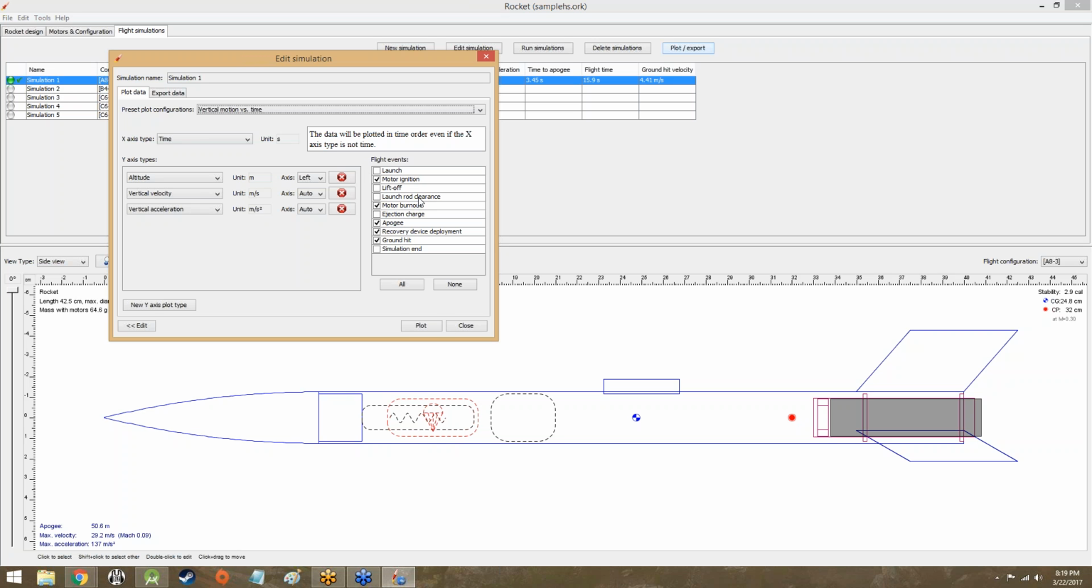Launch rod clearance is different from liftoff because the launch rod has a height to it, so the rocket will travel upwards for a while with the launch lug moving along the launch rod until it clears it. Motor burnout, when the motor runs out of fuel. Ejection charge, when the ejection charge deploys. Apogee, when it reaches its highest point. Recovery device deployment, when the parachute deploys. Ground hit, when it hits the ground. And simulation end, when it stops simulating things. There are a whole bunch of different events, but we've got the most important ones checked by default. So I'm going to go ahead and click plot.